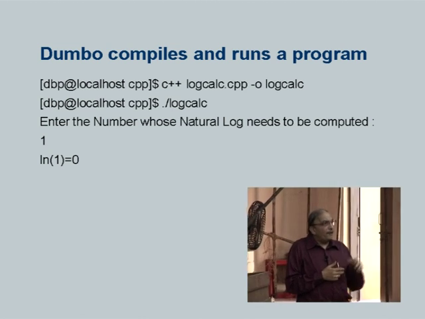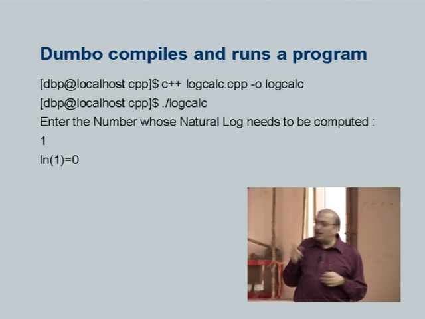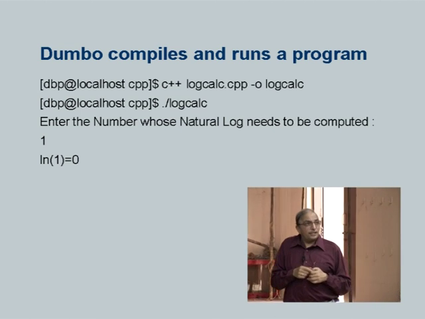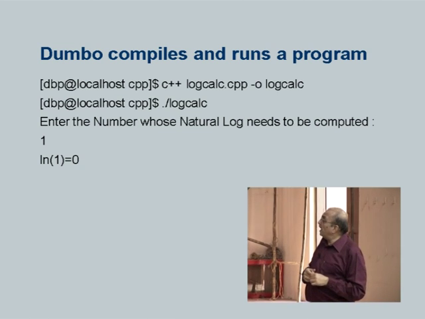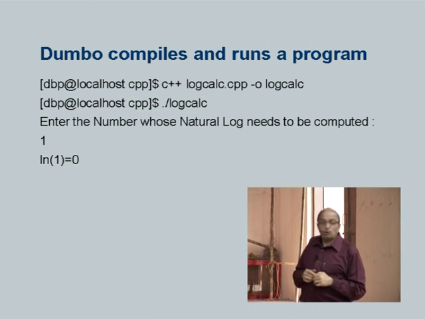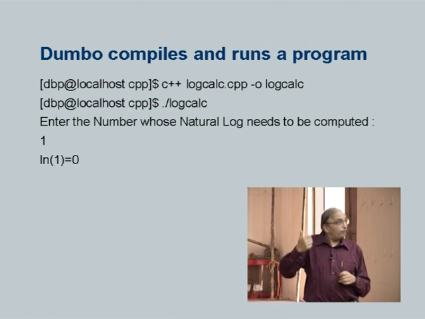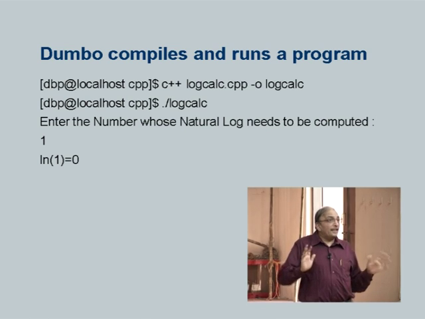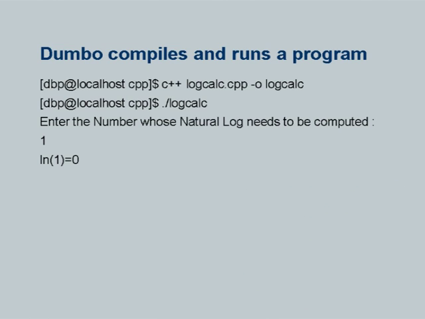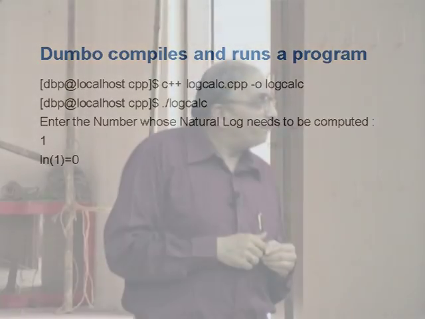You will recall briefly from the program that we had seen, there was an instruction which says cout and it will give you out a string. What was that string? Enter the number whose natural log needs to be computed. So this is being shown to us on the screen by Mr. Dumbo. Now it will wait for us till eternity because there is a cin command getting in the value of x. I type here 1 and Dumbo will print log of 1 is 0.